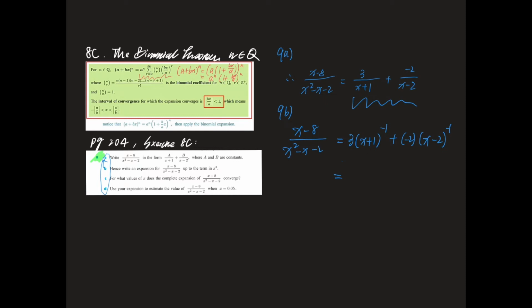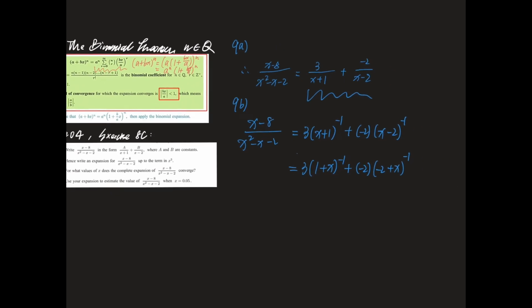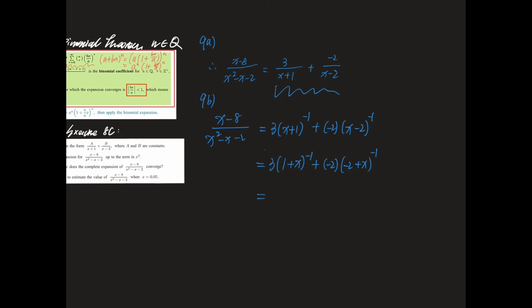Okay, continue. So let's change it to a plus bx form. So we swap 1 and x, so it becomes 1 plus x to the power of -1, just to make it more clear. And this one becomes -2 plus x to the power of -1. Okay. Now we need to tidy things up, so nothing we need to change for the first section. However, for the second section, we know that our a this time, in a plus bx, our a is -2, right? So -2, we need to take out the -2 outside of the bracket.